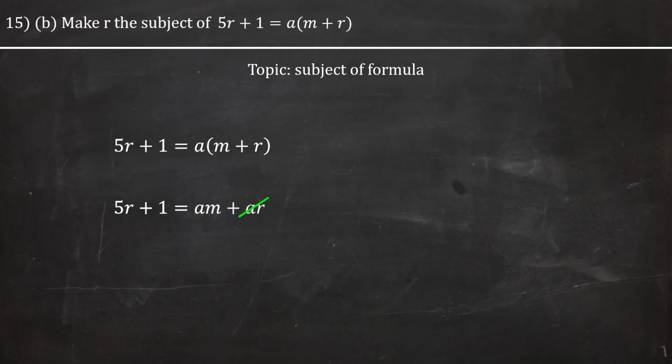So I'm going to start by getting ar to the other side by taking away ar from both sides. That gives me 5r plus 1 minus ar equals am. Then everything else goes to the other side, so I need to get rid of the plus 1, so I'm going to do that by minusing 1 on both sides. That will give me 5r minus ar equals am minus 1.